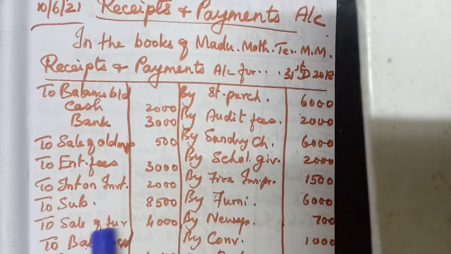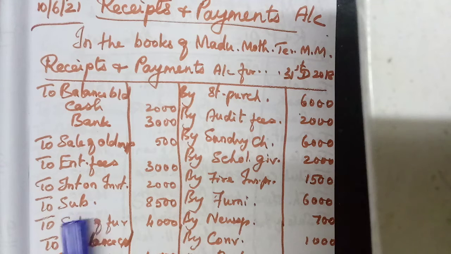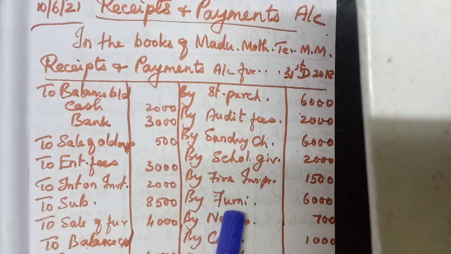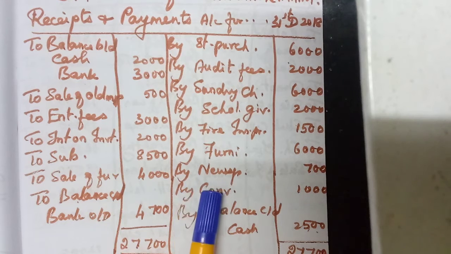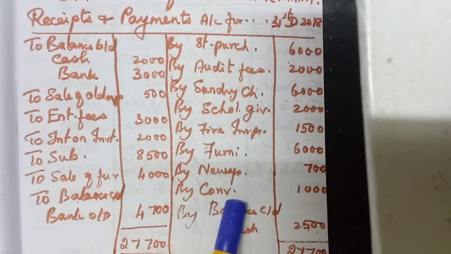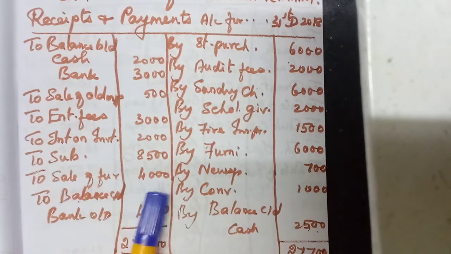Then subscription received, it is receipt, so to subscription. Furniture purchased, it is payment by furniture. Purchase of newspaper by newspapers. Depreciation on furniture, that will not come. Okay, depreciation will not come because it is non-cash item. Then cash balance closing given. Before that, two items given, that you should write first. Okay, conveyance paid by conveyance. Then sale of furniture to sale of furniture.